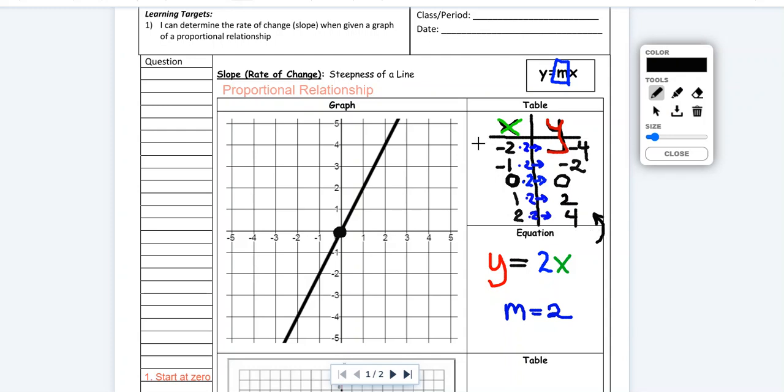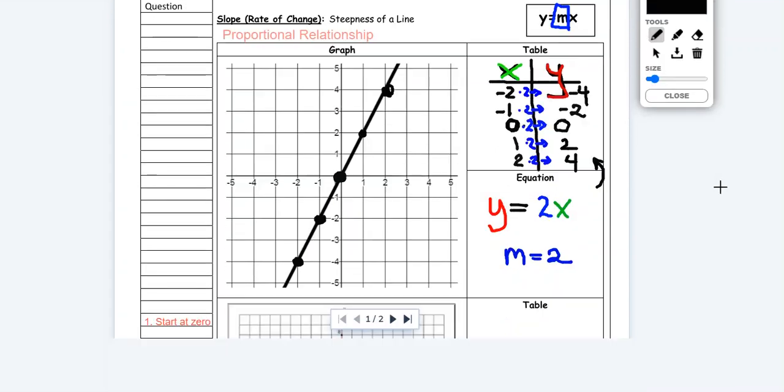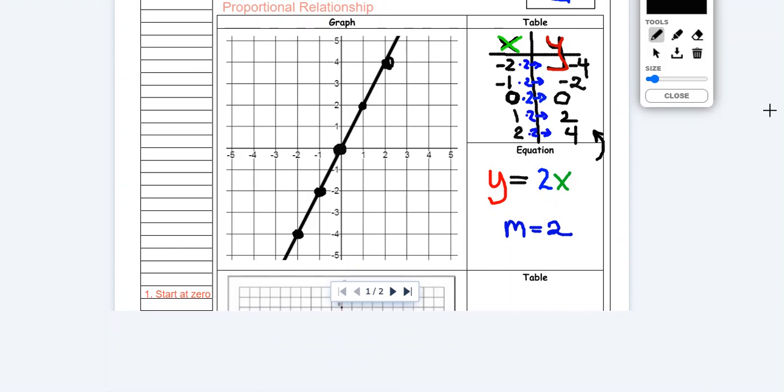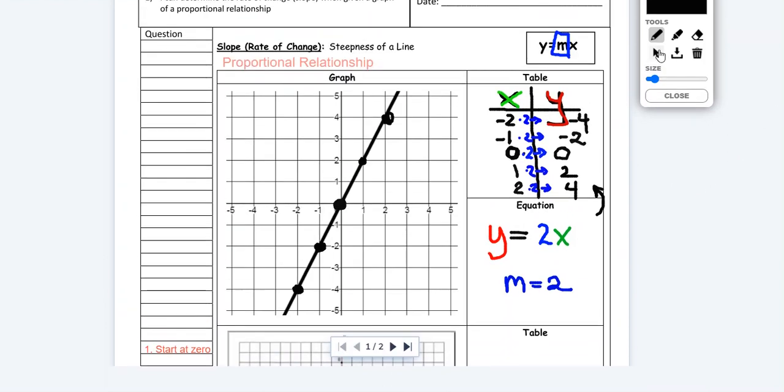So now I can take these and create ordered pairs or graph them. -2, -4. I go from here to the left 2, down 4. It is a point. -1, -2. Got myself a point. 0, 0, we already graphed, and then 1, up 2, over 2, up 4. Excellent. So let's continue on and try another problem.